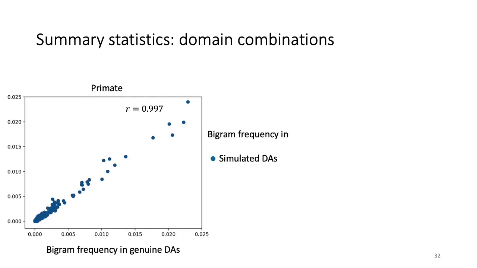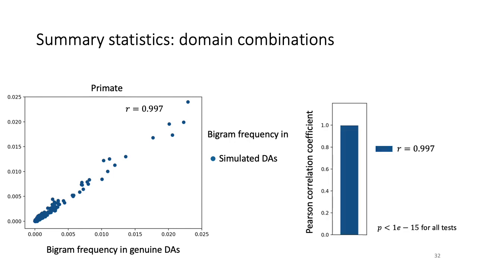Next, as a sanity check, we compared bigram and trigram frequencies in the genuine and simulated data. Since bigram frequencies were used to estimate the transition probabilities, disagreement between the simulated and genuine frequencies would be a red flag. As expected, simulated and genuine bigram frequencies are in very strong agreement, with a Pearson correlation coefficient of 0.997. For comparison, we calculated bigram frequencies for randomized domain architectures.